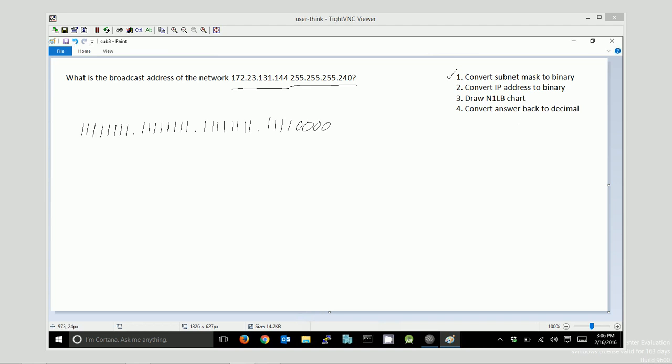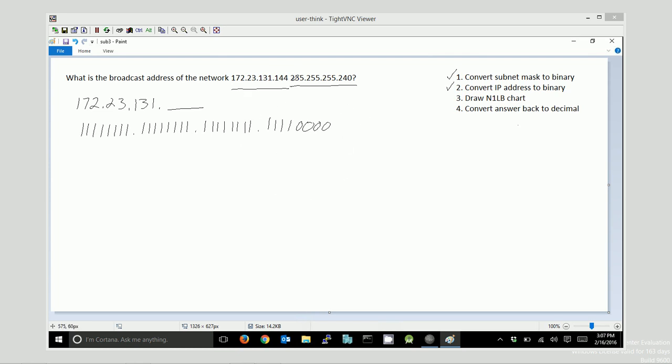So now that I've got that laid out, I can start to convert my IP address to binary as well. But one thing I can notice really quickly is that 3 of my 4 octets are all 1s, which means that these octets are not going to change. 172.23.131 is going to stay the same from the first host to the last host. So 131 dot something is my answer. I just need to figure out what that is. The only part I really need to worry about is this last octet.